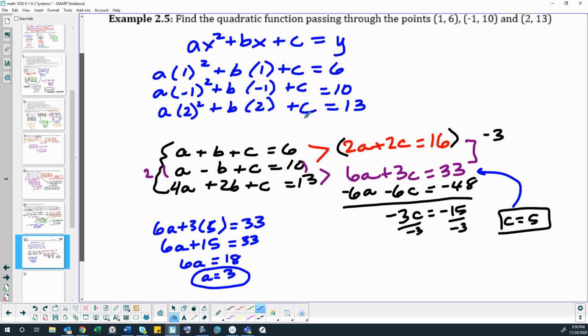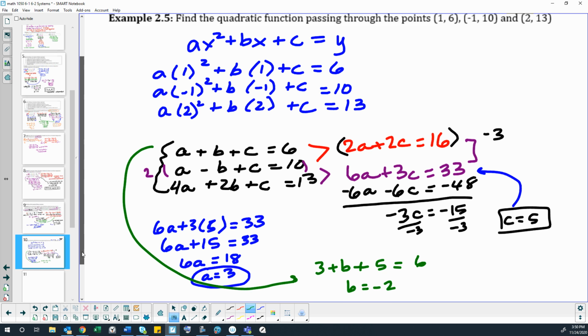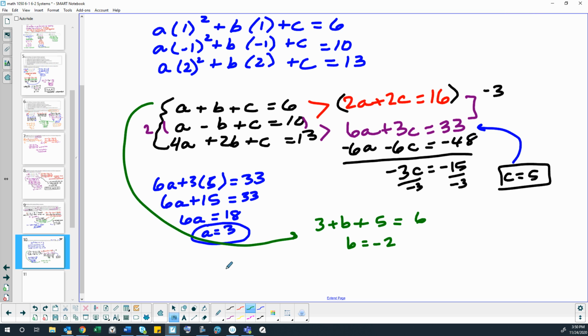So I got a equals 3, and now my last job is to find b, so now I can plug both of these into one of these. I'm going to pick this one here, so lots of arrows to confuse us. So I'm going to put 3 in for a, and I don't know what b is yet, and I'm putting 5 in for c, and then that all equals 6, so I get 8, and I subtract my 8, and b equals -2.